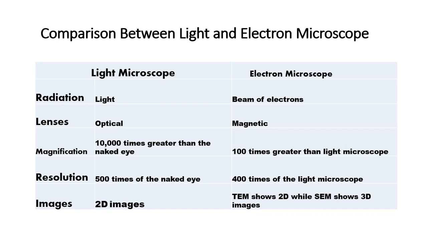Okay, and the homework for this topic is that you should search about what kind of organisms we can see with a light microscope and what kind of organisms we can see with the electron microscope.